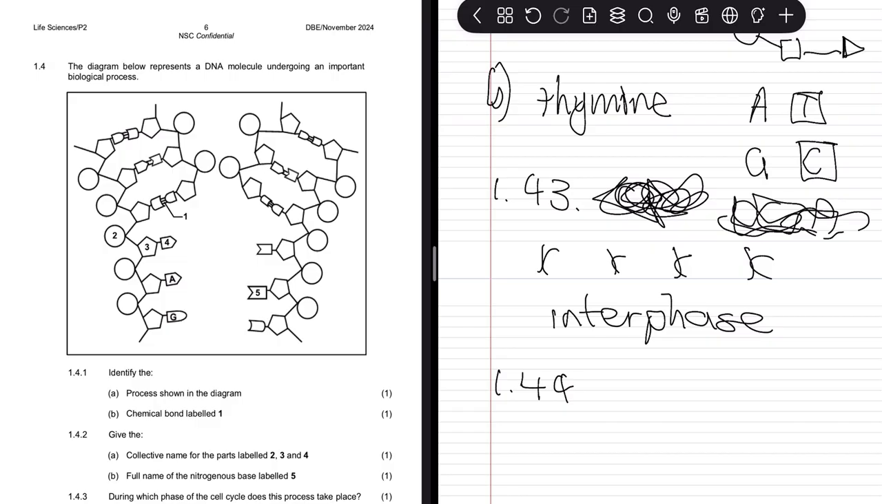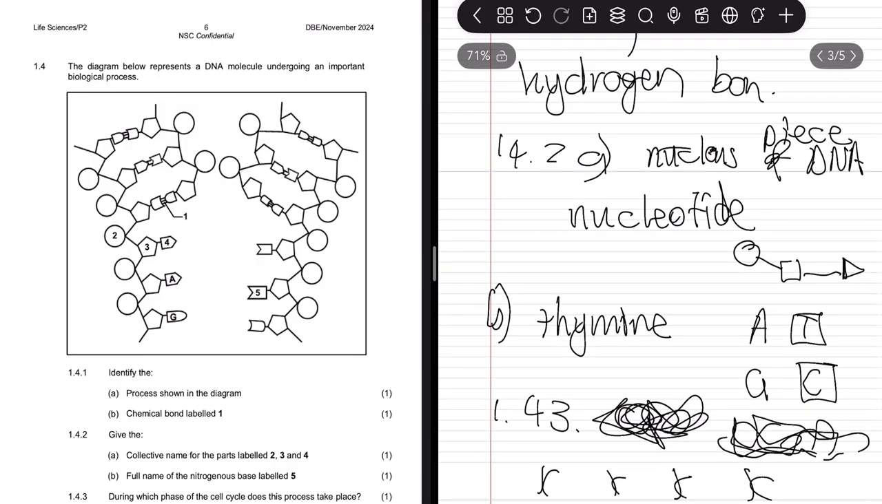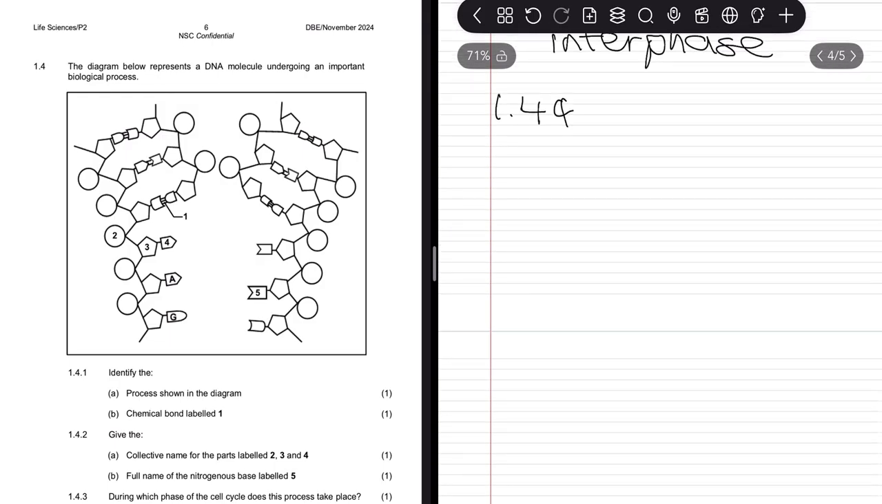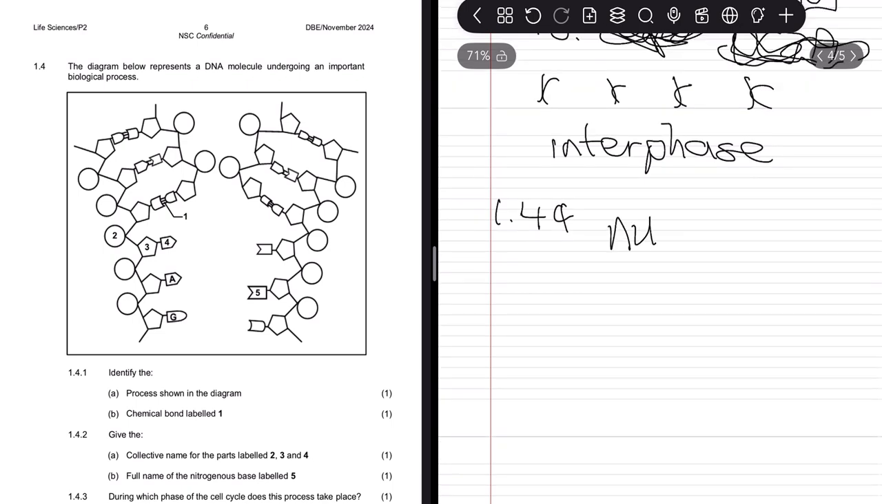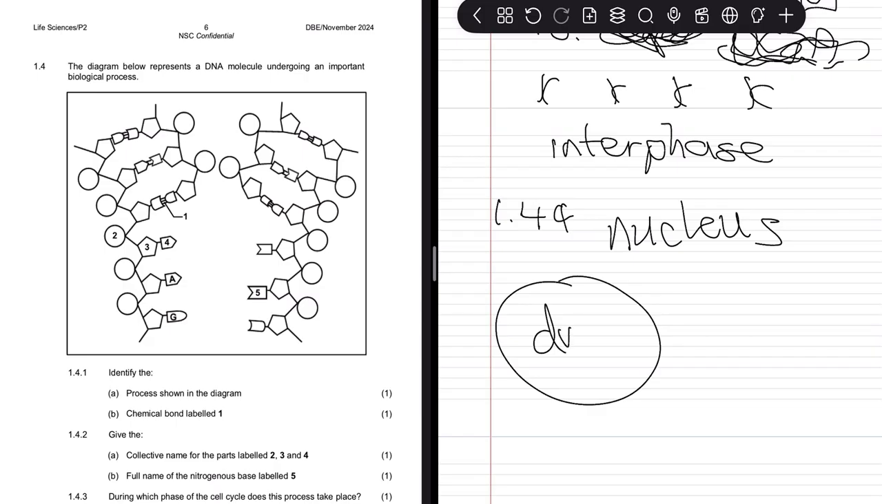Where in the cell does this process occur? We did say this already because it helped us answer one of the questions. This would happen in the nucleus. Why? Because DNA replication happens in the nucleus. Translation happens outside the nucleus, and transcription would happen in the cytoplasm.